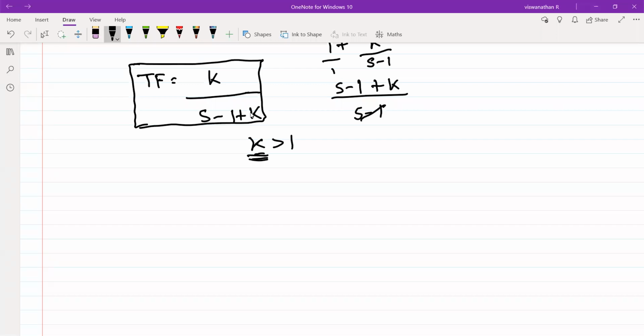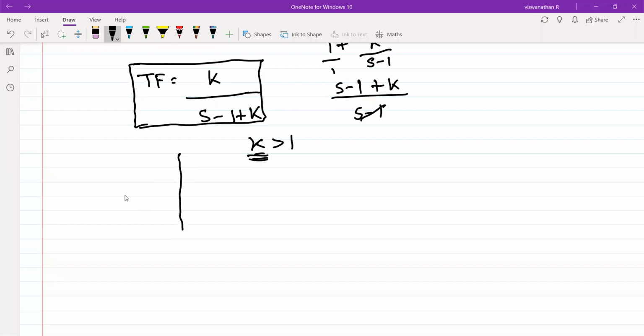Suppose if I put K less than 1, K equal to 0. If K is 0, what will happen? S will be equal to 1, right? If I take the roots, S will be equal to 1. The pole is on the right side of the S plane. We want to shift the pole to the left side. So for what value of K will the pole be on the left side?